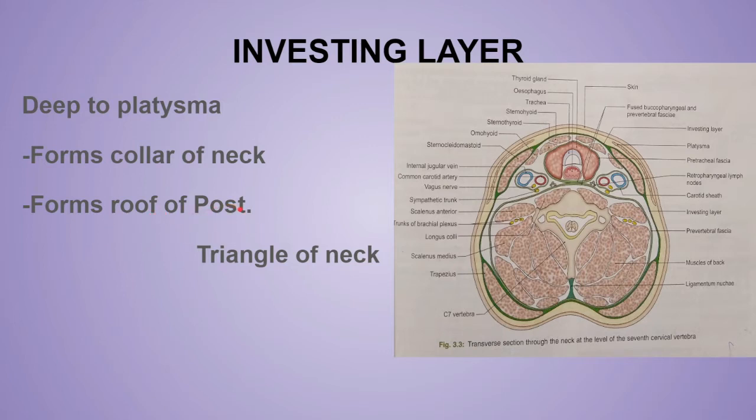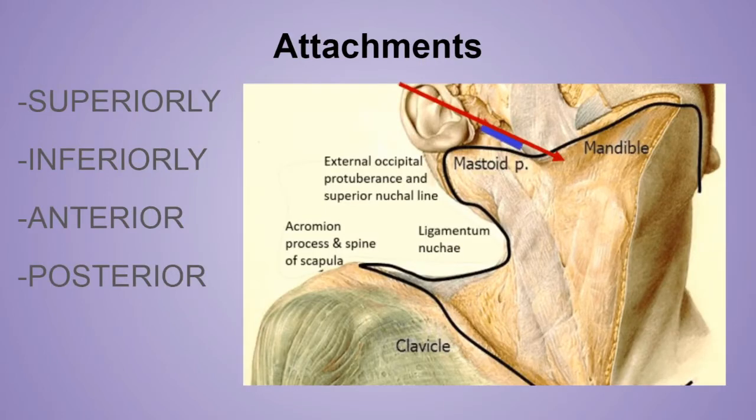Remember this: the investing layer of the deep cervical fascia forms the roof of the posterior triangle of the neck, while the prevertebral fascia, which we'll study later, forms the floor of the posterior triangle. Now the attachments of the investing layer, first of all superiorly. It attaches to the external occipital protuberance, then the superior nuchal line, then the mastoid process and the styloid process of the temporal bone.